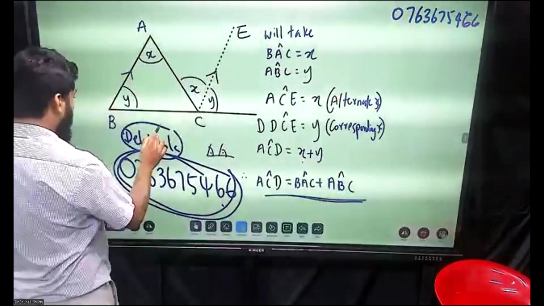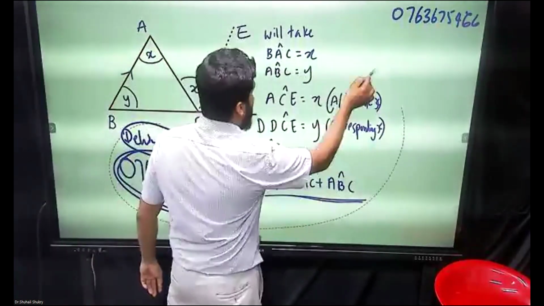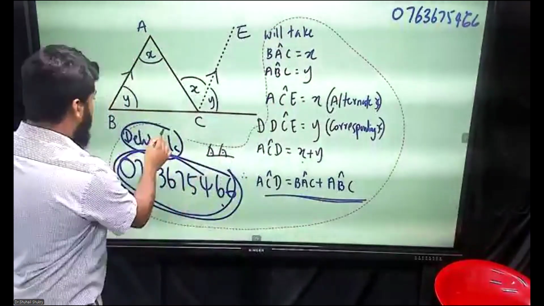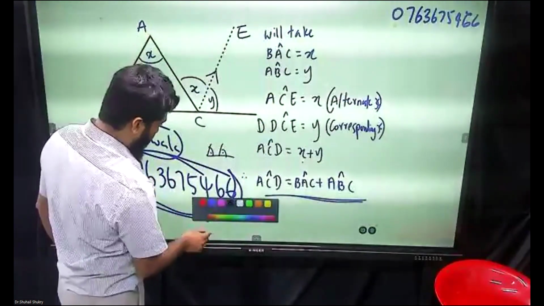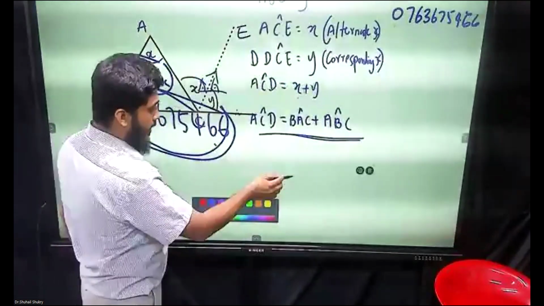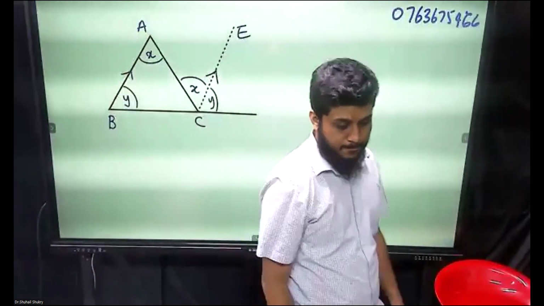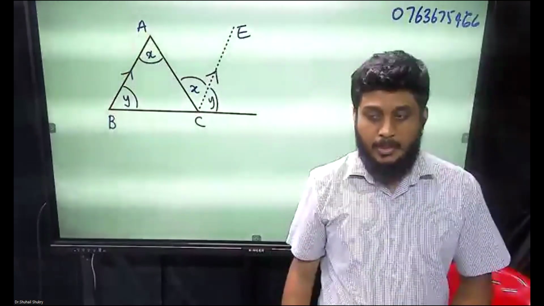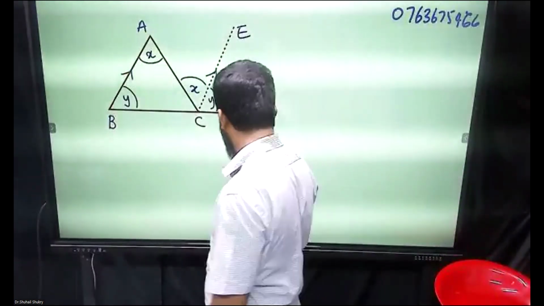Anyhow, now I'm going to prove the next theorem. What is the next theorem? Interior angles sum to 180. I want to prove the interior angle is how much? 180. That's the next theorem. We have the same diagram for that.